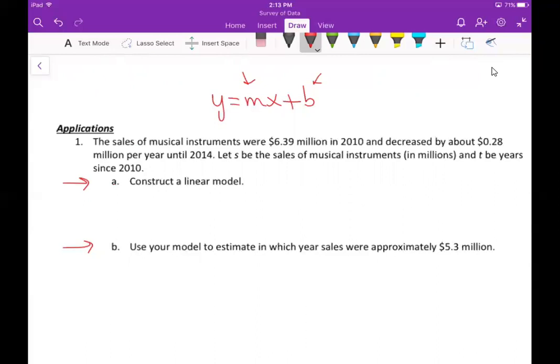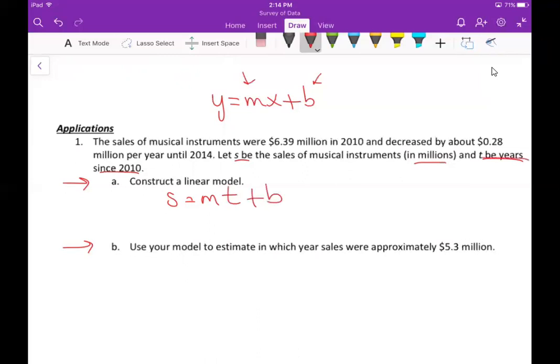This one says that the sales of musical instruments were 6.39 million in 2010 and decreased by about 0.28 million per year until 2014. They want S to be the sales of the musical instruments in millions and T to be the years since 2010. So in this case, time is going to affect the sales. So your linear model should be S equals, you're still going to look for that m, your input variable is going to be T, and you're going to add in that initial value.